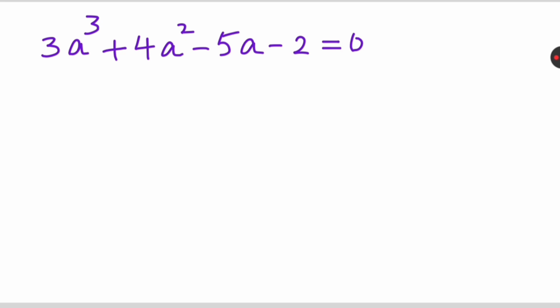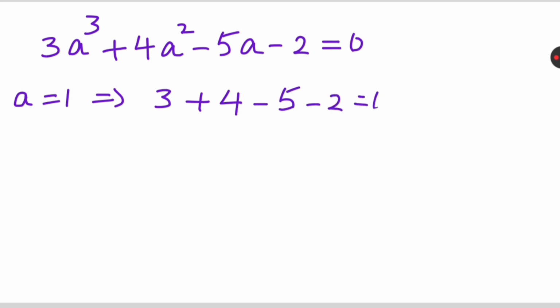By using the hit and trial method, I am going to find a value. So let's substitute a as 1. Then we get 3 times 1 cubed, which is 1, plus 4 times a², which is 1, minus 5 times 1, minus 2. So 3 plus 4 is 7, minus 5, minus 2, which gives 0. So a equal to 1 is our first root. Using this root and the long division method, I am going to find the other two roots.